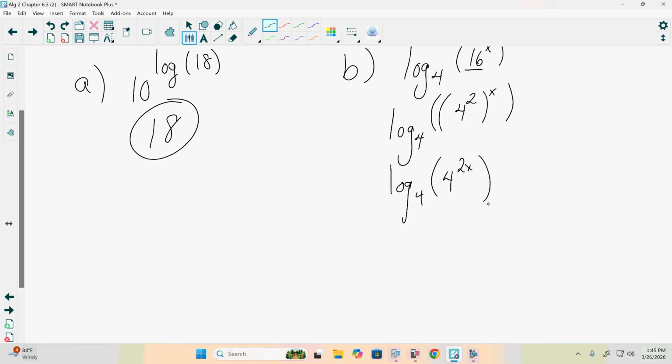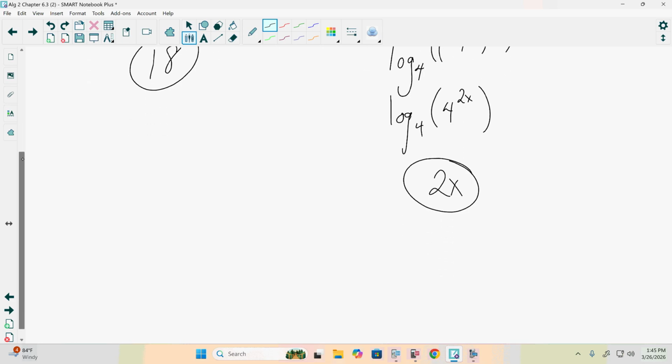And this would best be 2x. Our log base 4 of 4 simplifies, leaving us with that exponent of 2x. Questions on this here? Are you ready for the next one?